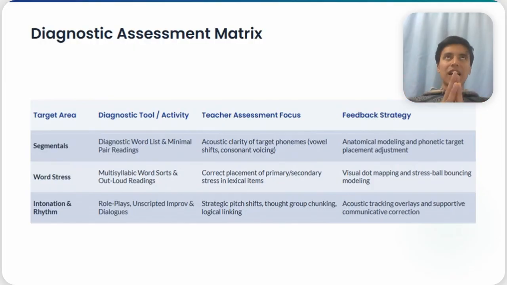There is also a diagnostic assessment matrix to tie all this together. This matrix outlines how we scientifically diagnose and assess pronunciation. We assess segmentals through diagnostic word lists and minimal pair reading, looking specifically at acoustic clarity.